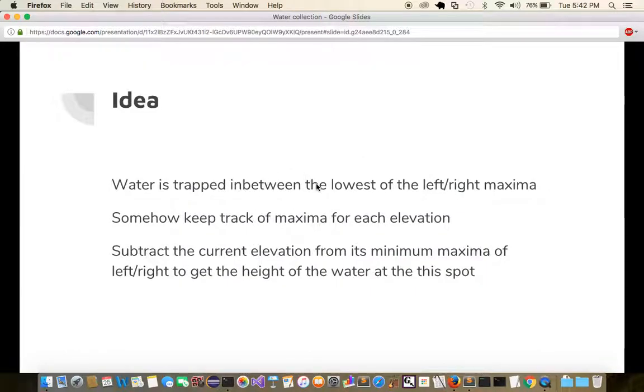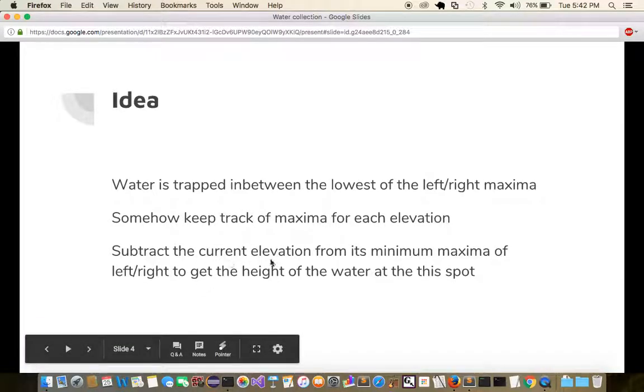So now that we figured that out, we want to somehow keep track of the maxima for each elevation. We could use plenty of different data structures, but the simplest data structure to use is an array itself. Each of the arrays is going to be the size of our original array, because we need to keep the left maxima and right maxima of each individual spot.